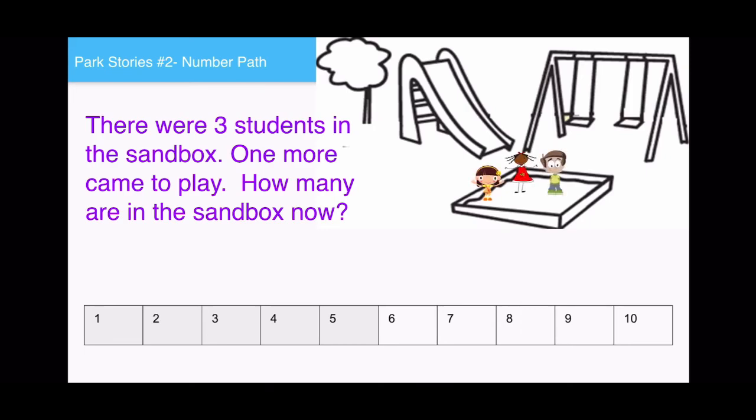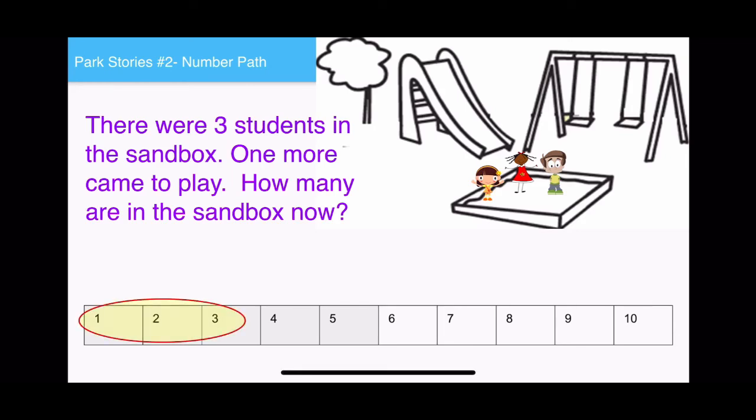Well, boys and girls, so let's go back to the problem. It says there were 3 students in the sandbox. So how many counters did you put down? I want you to put them down right in front of you right now, the number you think you should have. If you put the number 3, give yourself a nice pat on the back. Good job, friends, because it says 3 students, which means you need 3 counters.